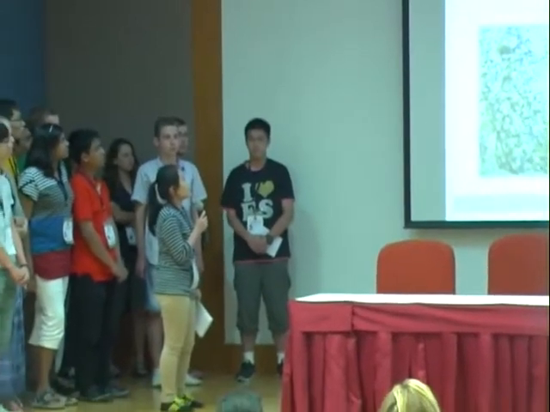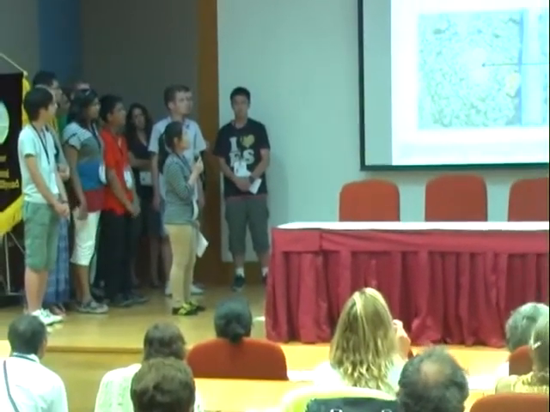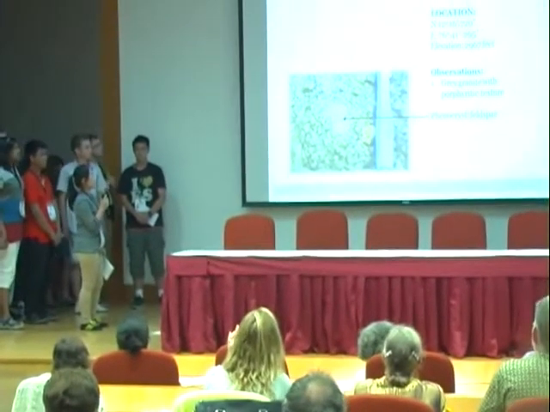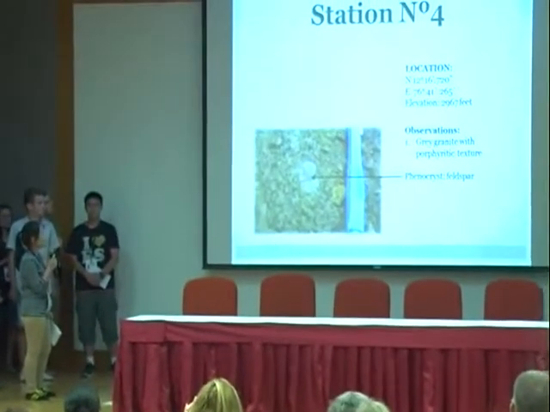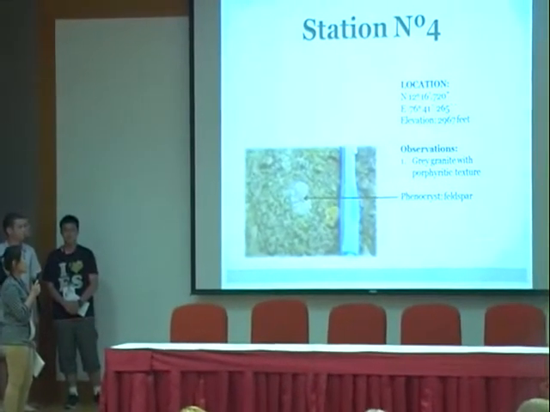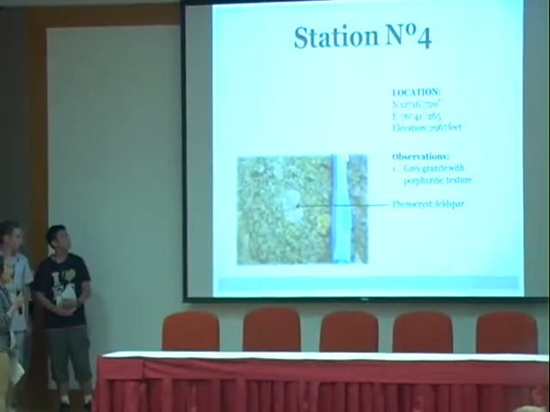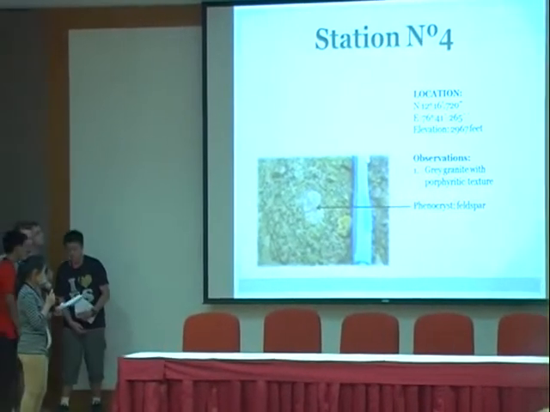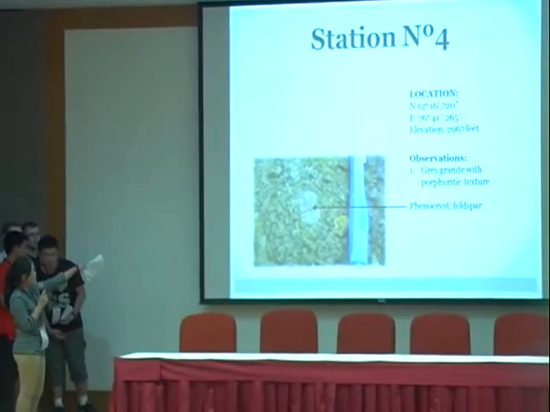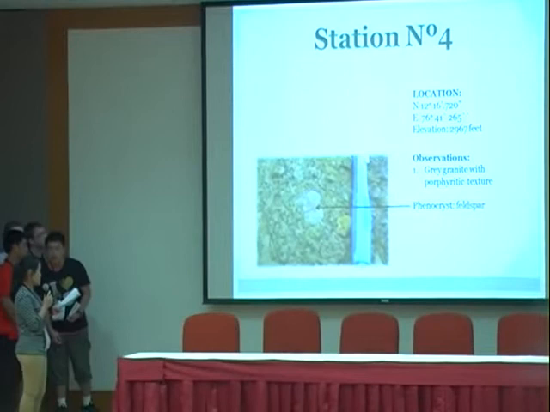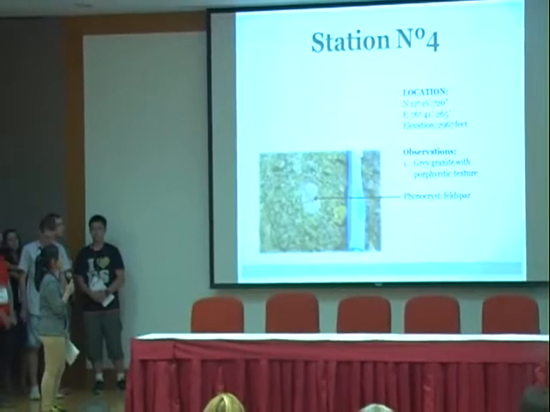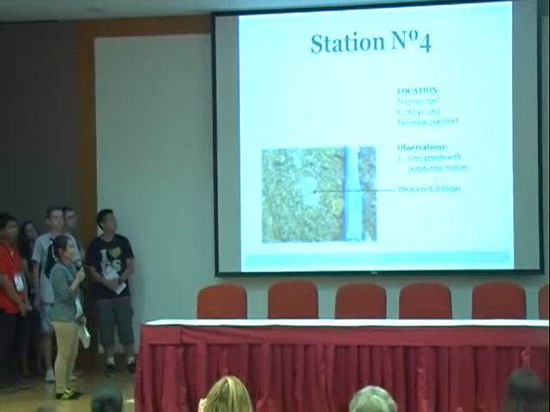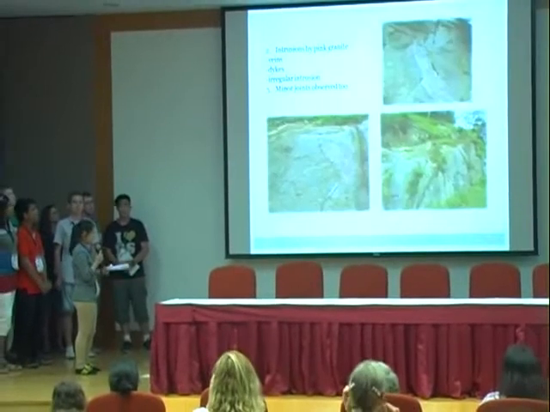This is station number 4. The location is north 12 degrees 16 minutes 720 seconds. East is 76 degrees 41 minutes 265 seconds. The elevation is about 2,967 feet above mean sea level. We observe there that one is the phenocryst, which mineral is feldspar, and this big crystal makes gray granite have a porphyritic texture.